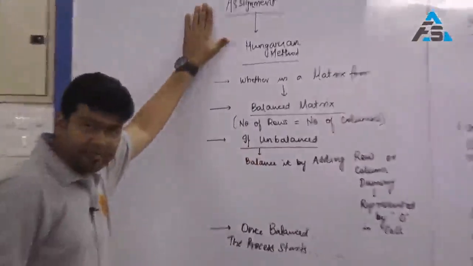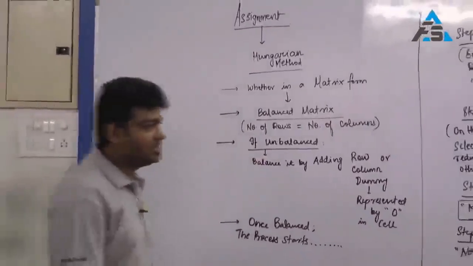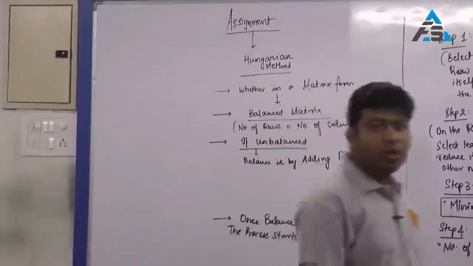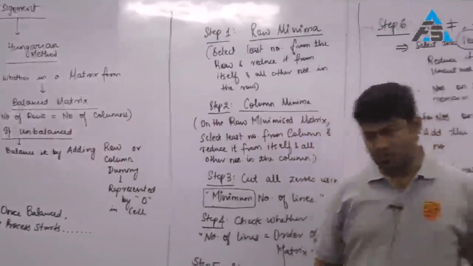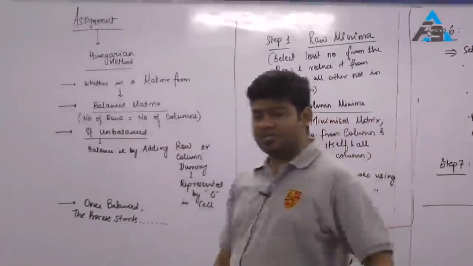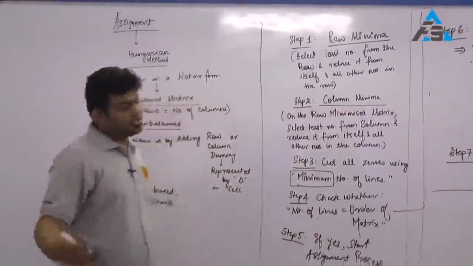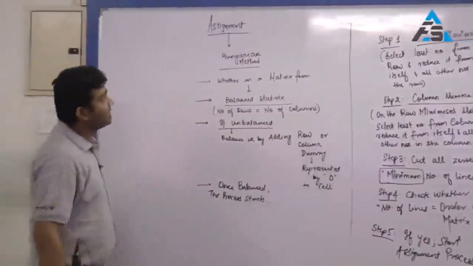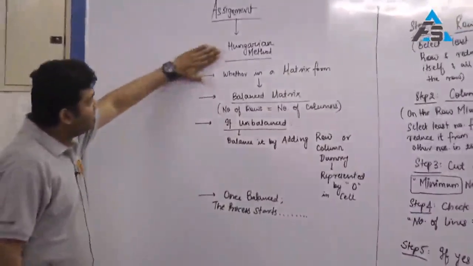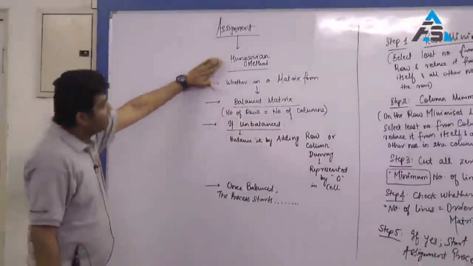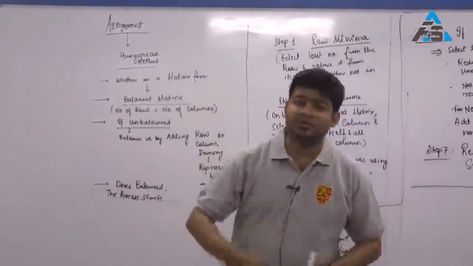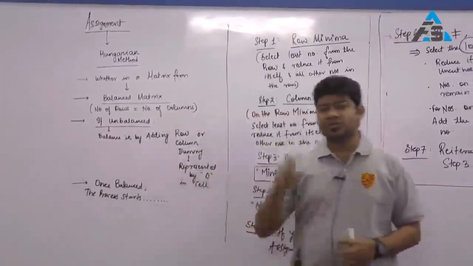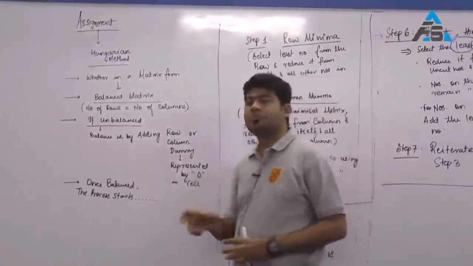Chapter number 1, assignment. Easiest chapter as far as CA final OR subject is concerned, and equally important as well. So on an average 5-mark question is what you can expect on this chapter. Let's see whether we get it this time or not. So assignment first is Hungarian method. How do you solve an assignment problem? What is assignment? Assignment is allocation of resources in the optimum manner.